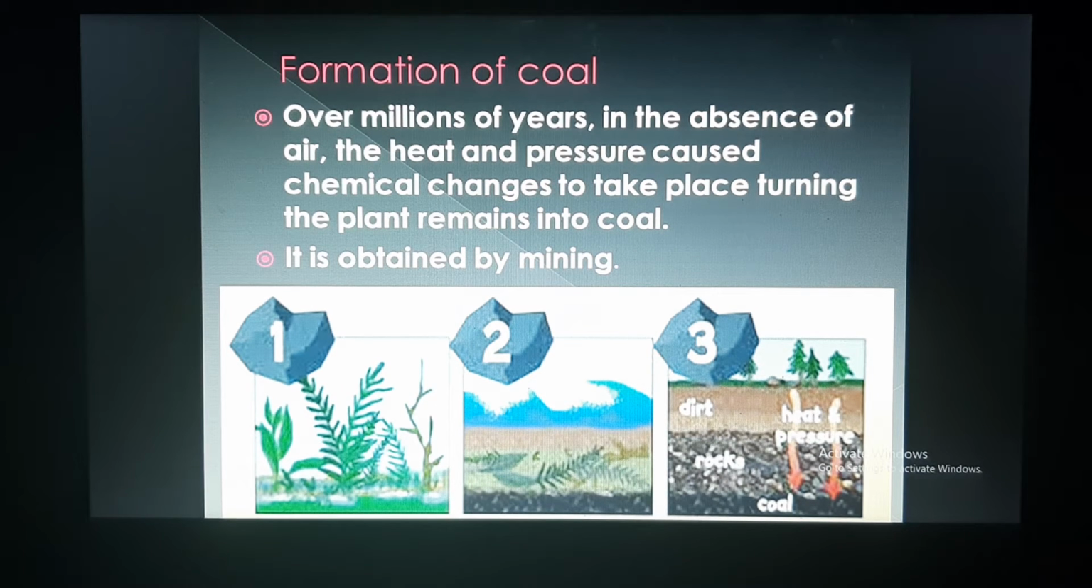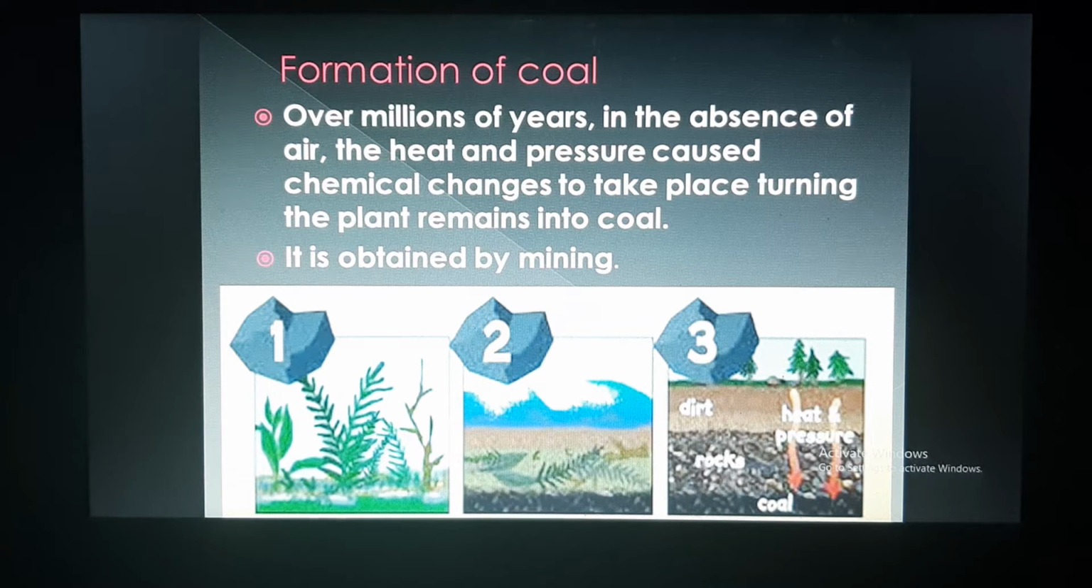It is seen in the picture. Picture 1 shows a growing plant. In the second picture, this plant is deposited in the soil. Then over millions of years, so many plants are deposited like this and go under the soil. It can be seen in the picture, there is coal formation.